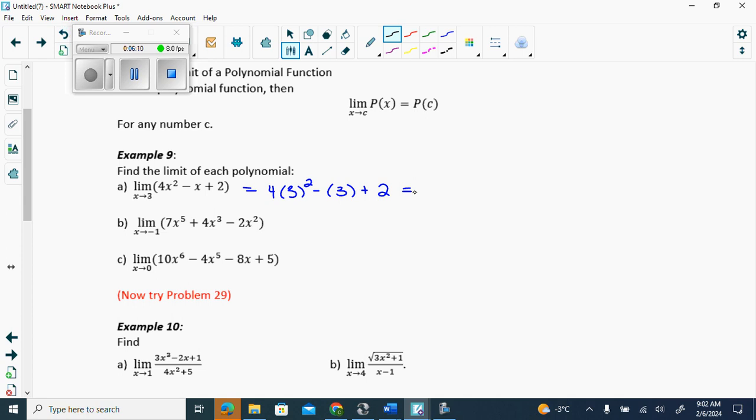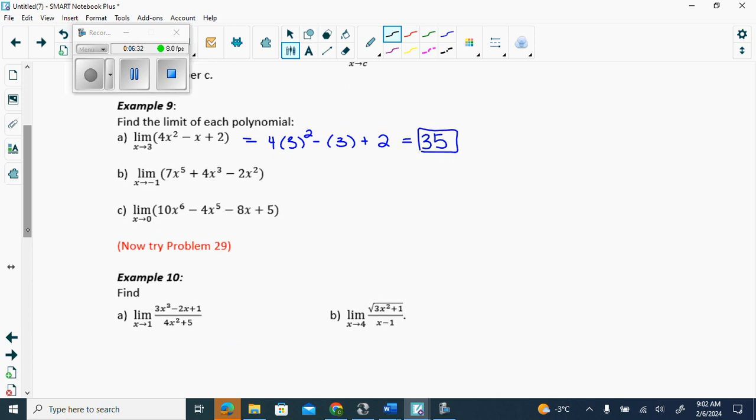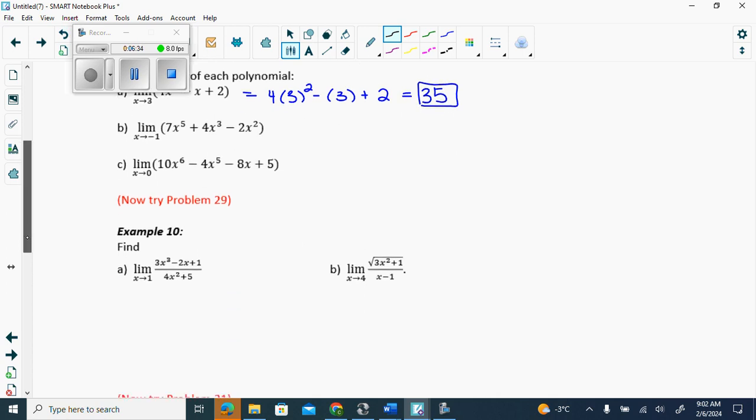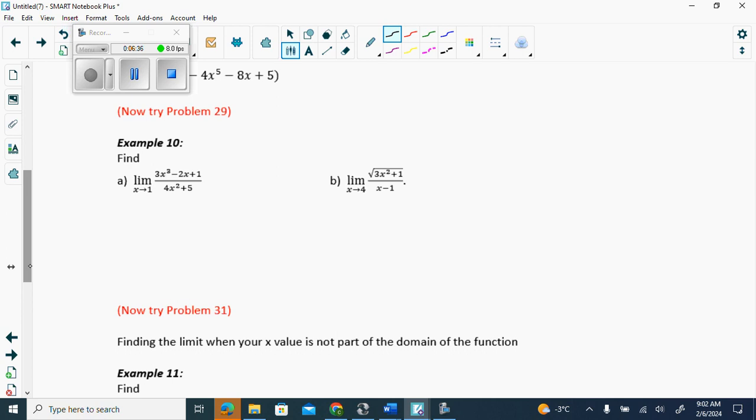We have 36 minus 3 plus 2 is 35. So once again, what does that mean? F of 3 is 35, and as I approach the limit from the right and the limit from the left, it's approaching 35, right? It's a continuous function, so from the left and the right and at that value, you're going to have the same value. Okay. Cool, you're going to try 29, but not at this very moment. We're going to try it after.